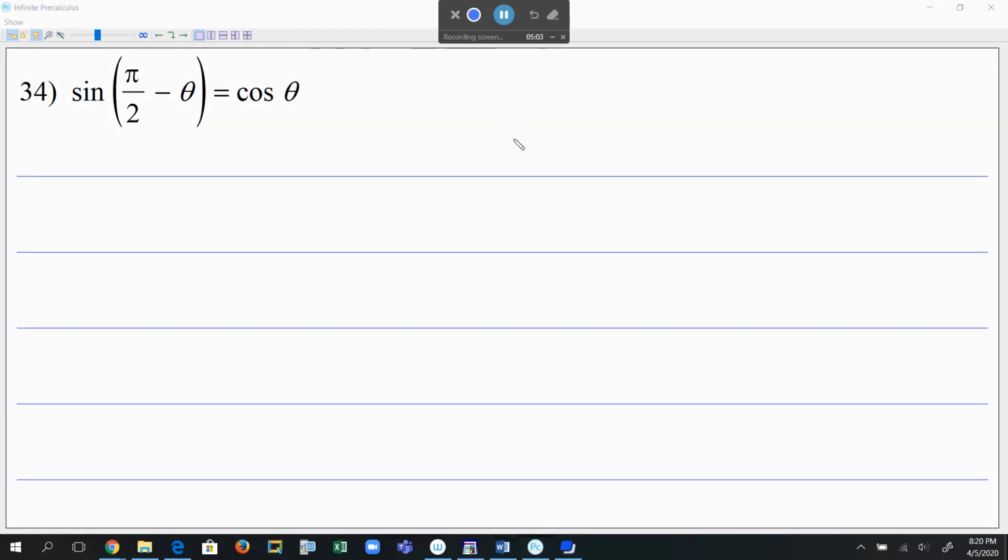Okay, so in this example, again, we want to verify the trig identities. I'm going to start with the left side, and the goal is that when we complete our answer, it has to be the right hand side. So let's begin with the left hand side, which is sine of pi over 2 minus theta. So that will be our given.